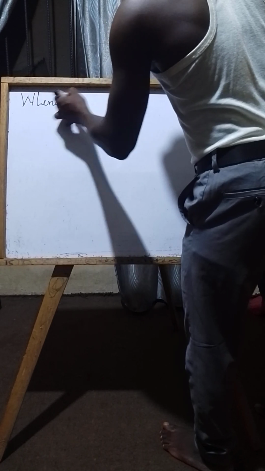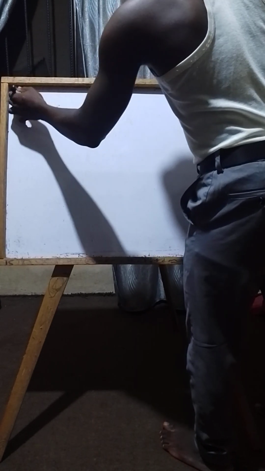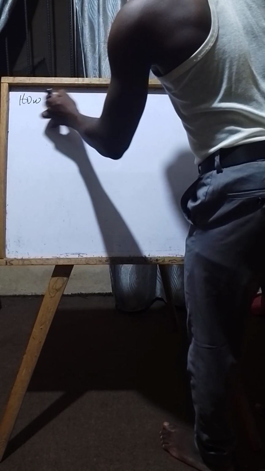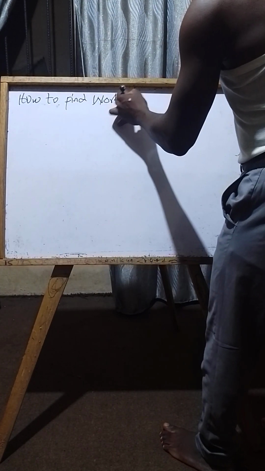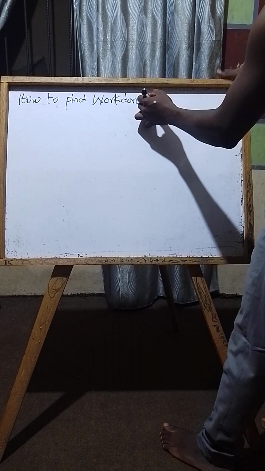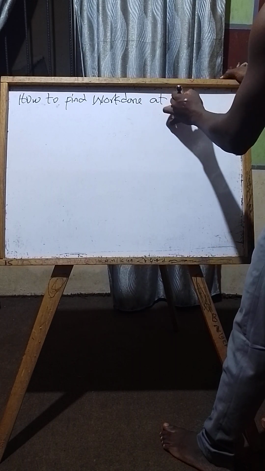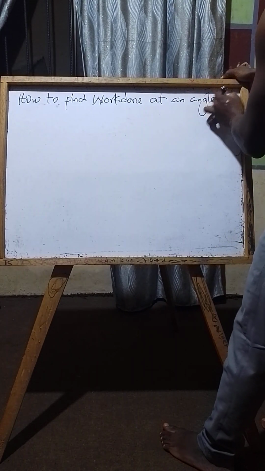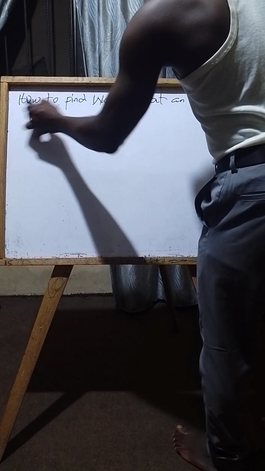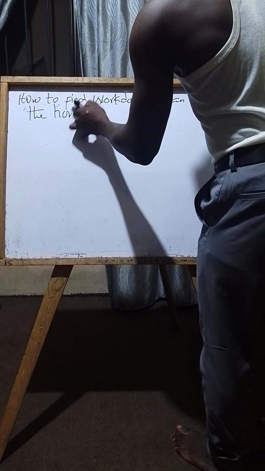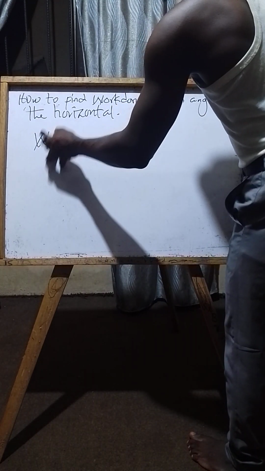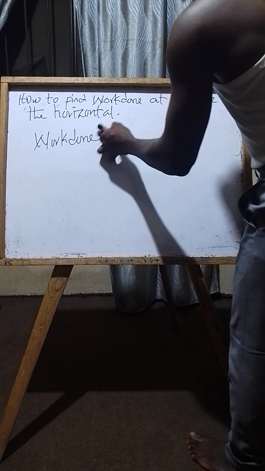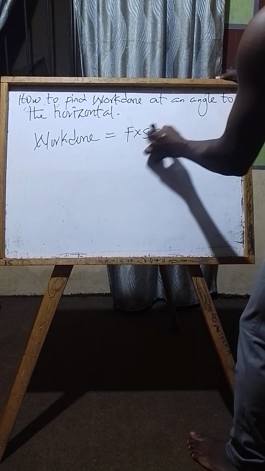Now, we can also find, or let me write it, how to find work done at an angle to the what? Horizontal. How do you do that? We say that work done is equal to force times distance times cos theta.